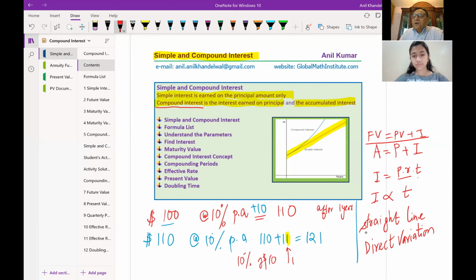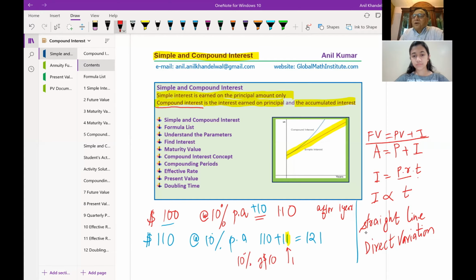Do you see this curve? Far more than what has been invested on simple interest. So there is definitely much higher earning, as you can see, on compound interest. So we are going to learn this. How do we calculate the money earned and what is the compound interest?